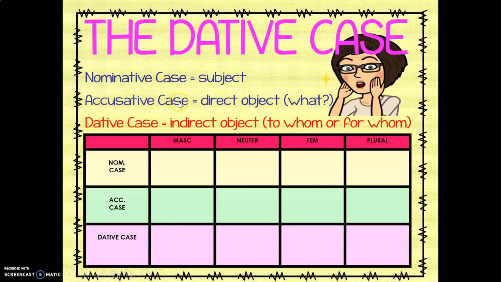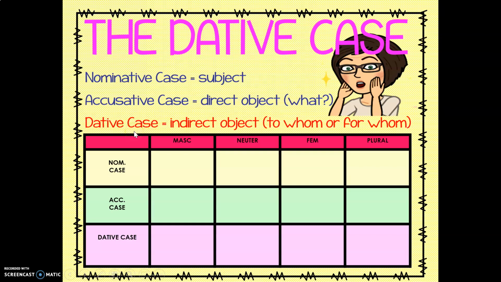We've reviewed the accusative case. Remember, that's for direct objects. Remember, direct objects answer the question what. I'm buying a chair. I buy what? Chair. I have a brother. I have what? Brother. That direct object is always in the accusative case.